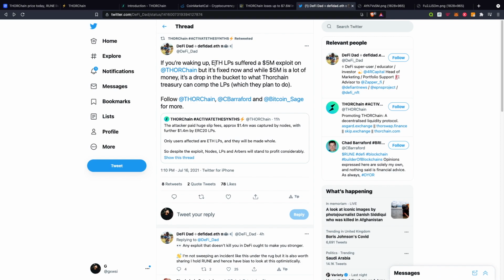As you guys can see, if you're waking up, ETH LP suffered a 5 million exploit on THORChain, but is now fixed. While 5 million is a lot of money, it's a drop in the bucket compared to what the THORChain treasury can comp to liquidity pools. So as you guys can see, they have recovered it, and these guys have been updating people regularly.